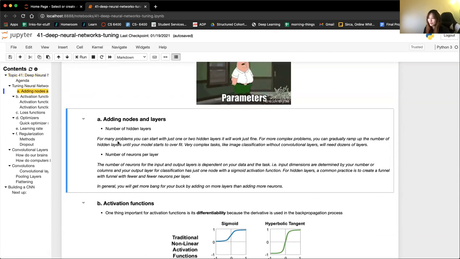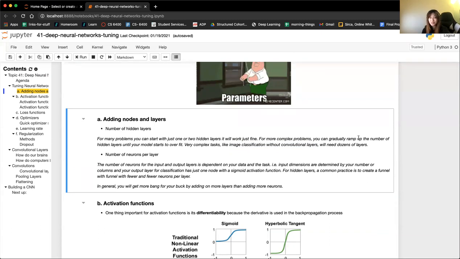So for many problems, you can start with one or two hidden layers. It'll work just fine. But for more complex problems, you can gradually ramp up the number of hidden layers until your model starts to overfit. Very complex tasks like image classification without convolutional layers will need dozens of layers. As I mentioned just now, with image classification, we will talk about convolutional layers at the end of today. But if you're not going to use convolutional layers, it's going to be hard to get a good result just using the dense layers that we were playing around with last Thursday.